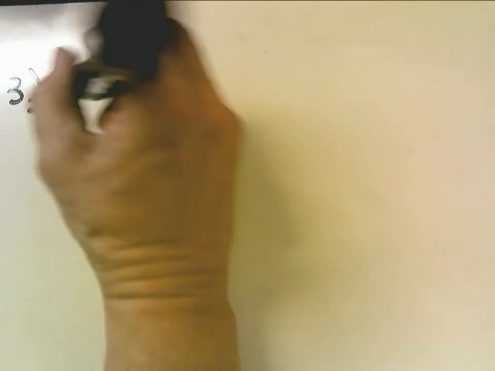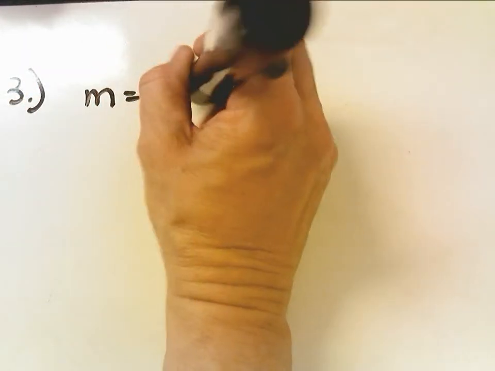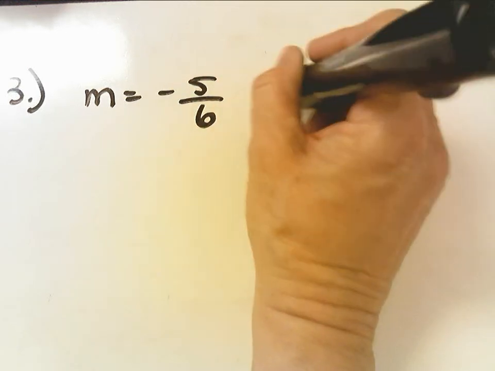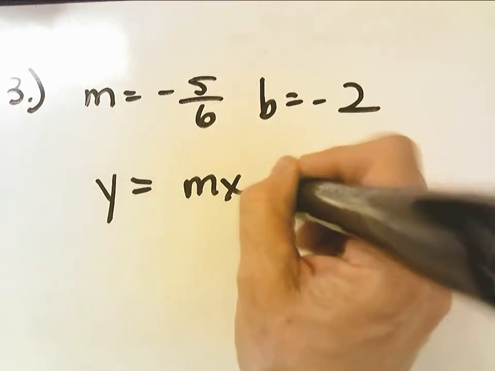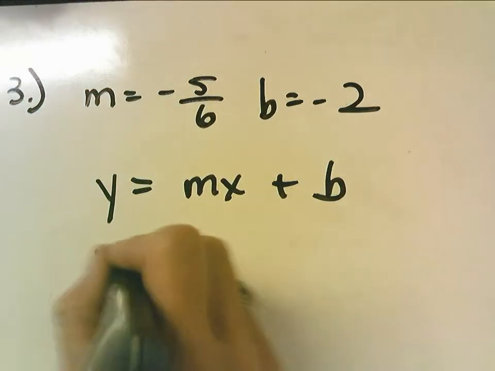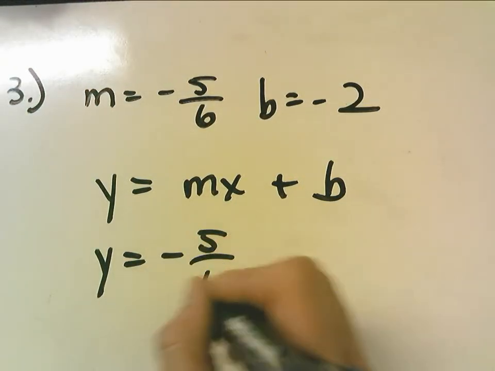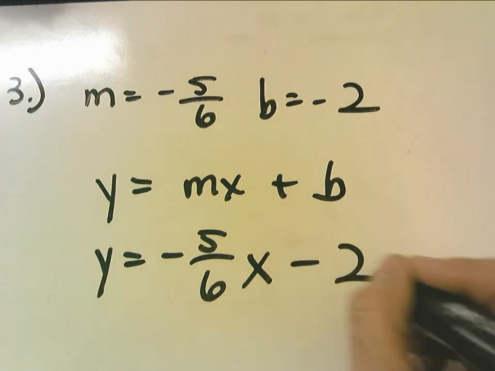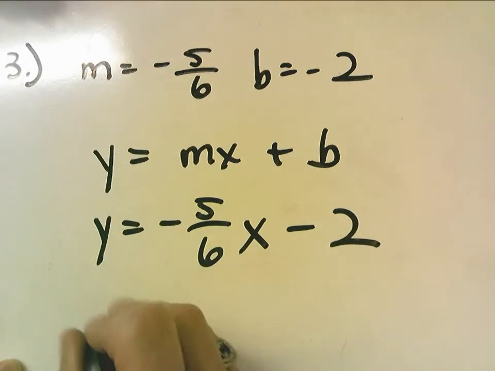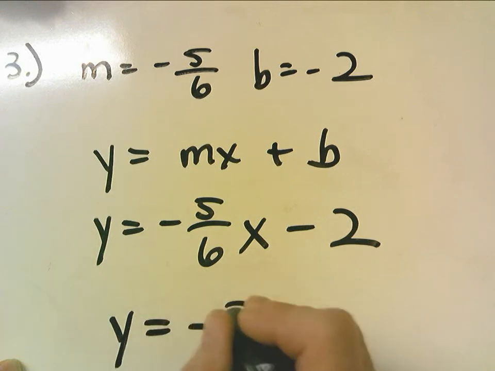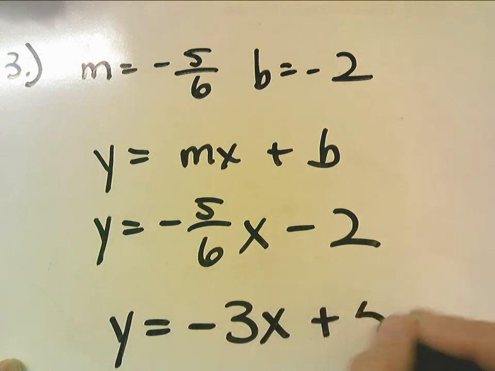So, for number 3, we are given m is -5/6, b is -2, so y equals mx plus b, and I substitute and get y equals -5/6x minus 2. And then the answer for number 4 is y equals -3x plus 5.